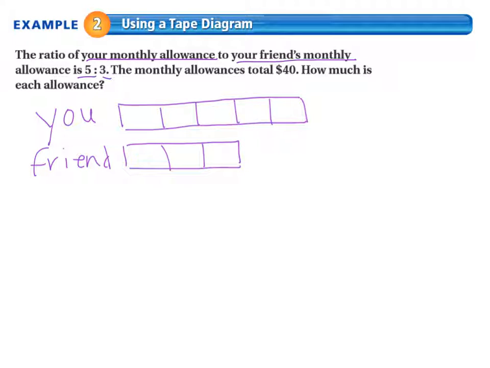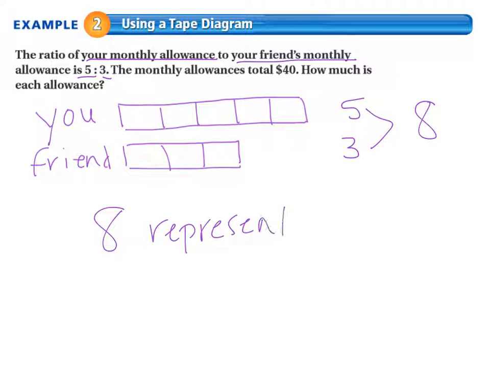Now we need to count all these squares up together to see what the total is. I have 5 for myself and 3 for my friend, which gives me a total of 8 squares that I'm working with here. So there are 8 parts total in this ratio, and the 8 parts total are going to represent the $40. So each part alone is going to represent how many dollars? How many dollars does one of these parts represent?